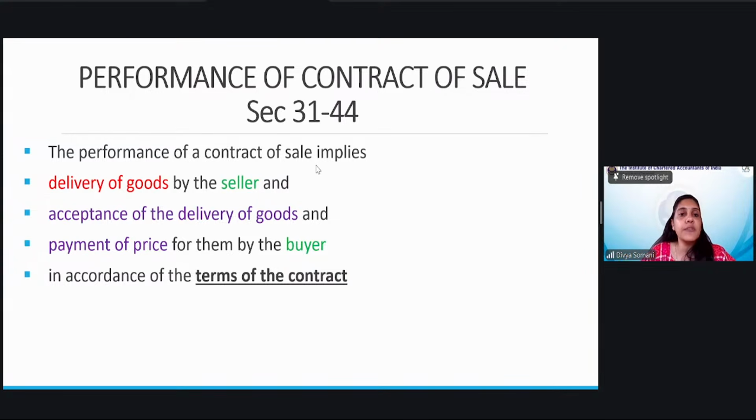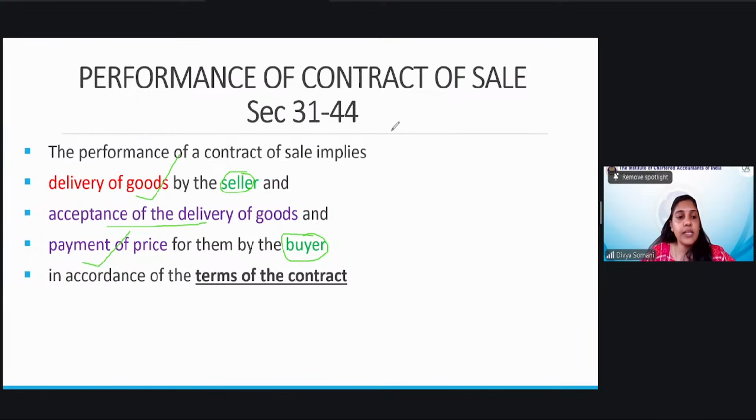The performance of a contract of sale implies delivery of the goods by the seller. So from the point of view of seller, delivery of the goods is the performance required. If we talk about the point of view of buyer, from the side of buyer, two things are required. One is acceptance of the delivery of the goods. First, whatever has been delivered, you have to accept that, and then you have to make the payment of the price as decided. So that is the thing which is required from the side of the buyer. So this is what is meant by performance of the contract.